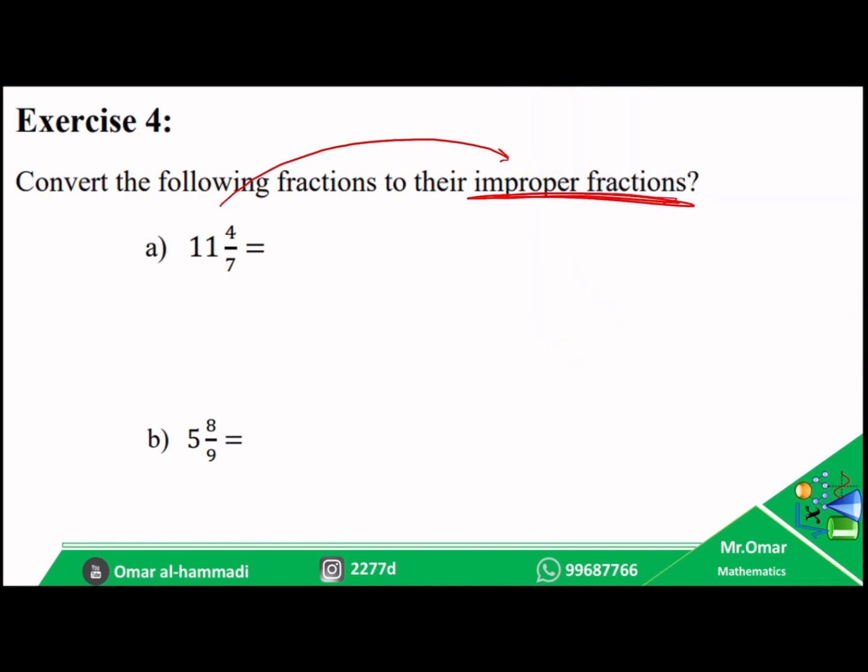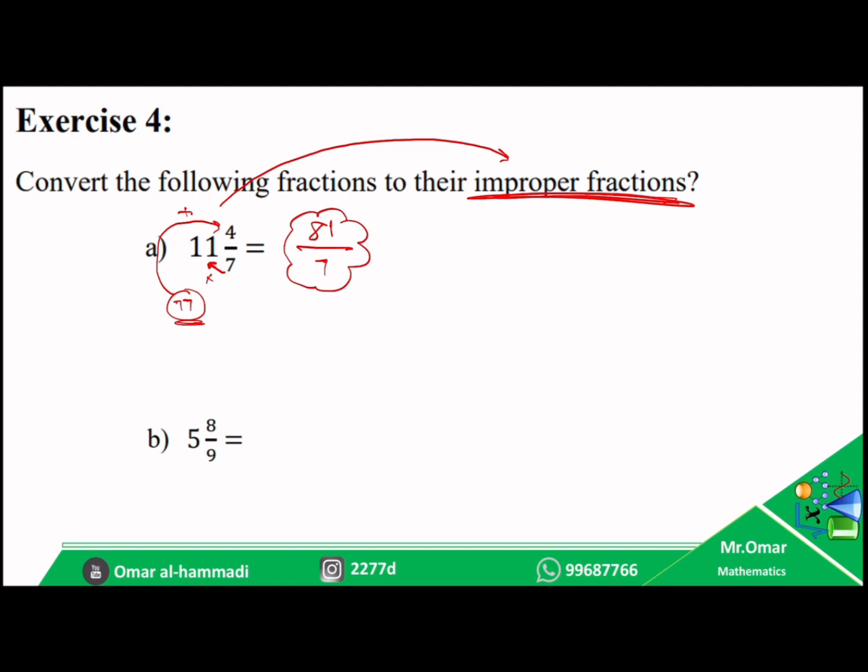First of all, we have to multiply 7 multiplied by 11. This is the way. 7 multiplied by 11 will give us 77. And then 77 added with 4 will give us 81. 81 in the numerator, and the denominator does not change. We will write the same thing, 7. So this is the result.